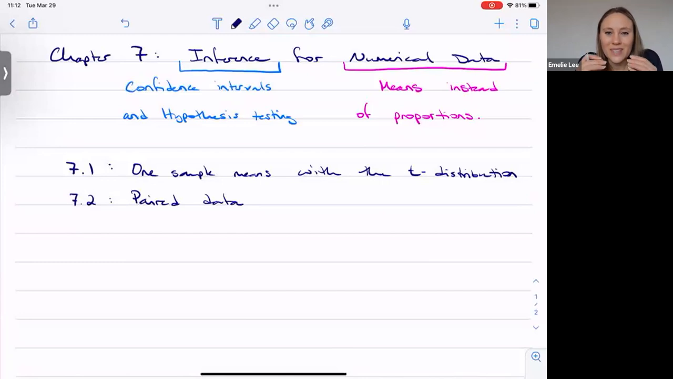Here is kind of a gateway to two samples. So we do have 2 samples, but the observations are paired. And there's going to be a sneaky way that we deal with that. I'm going to save that. I don't want to spoil it for your video on Friday, right? But we basically just turn it into a one sample mean problem, right? And so 7.2 is kind of an extension.